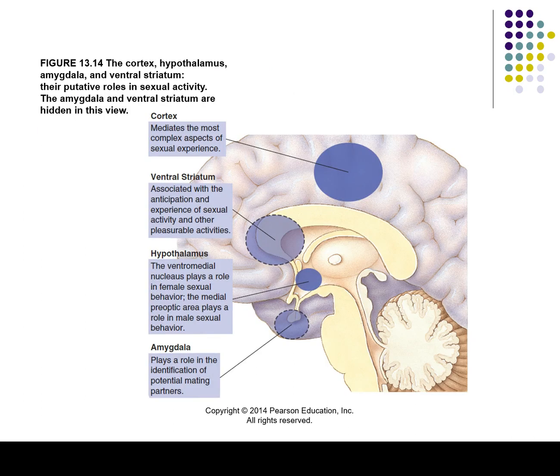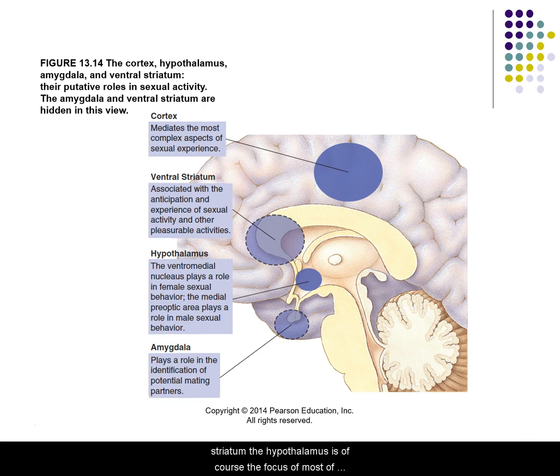And so let's look at all of these put together. Okay? So here, cortex mediates the most complex aspects of sexual experience. There's no doubt that this is related to higher cortical levels. If you thought about the difference between sexual intercourse with animals, the terminology you might use is just the sexual act, whereas in a human you're looking at things of passion, things of love or whatever, and so of course there are higher order things going on there in the cortex. And then we go to the ventral striatum, associated with the anticipation and experience of sexual activity and other pleasurable activities. This is the one we just talked about with the visual cues, and that's happening there at the ventral striatum.